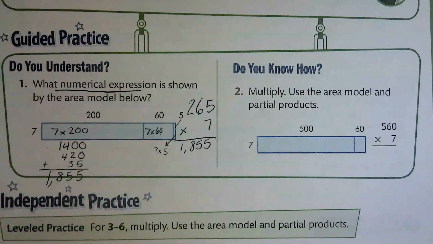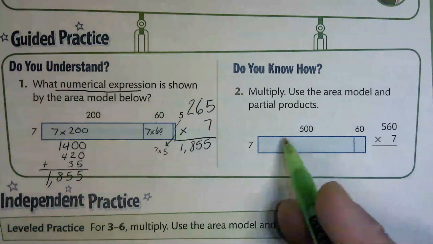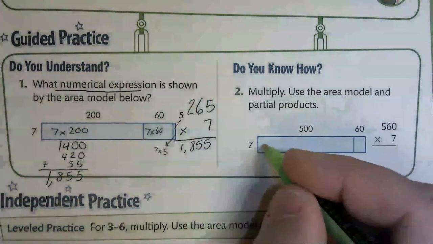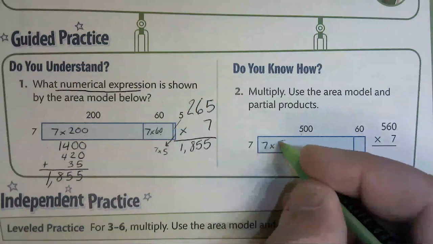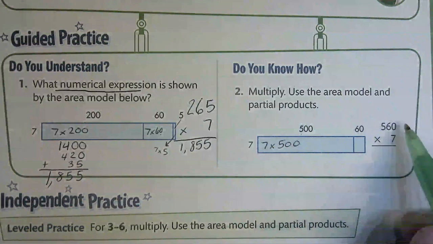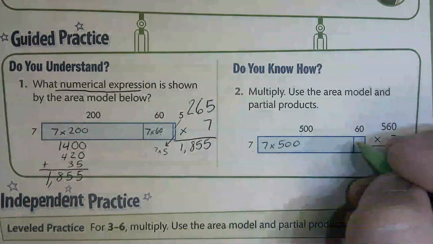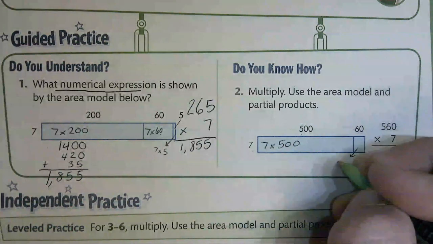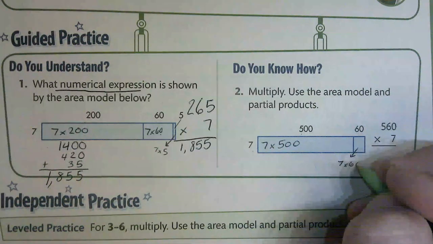I hope that you paused the video and worked on that problem. I'm going to go ahead and walk through it right now. All right. So here I've got 7 and 500. So that's going to be 7 times 500. And then I actually only have 60. There's no ones place in here. So 7 times 60. I'm going to draw a little arrow and make 7 times 60.